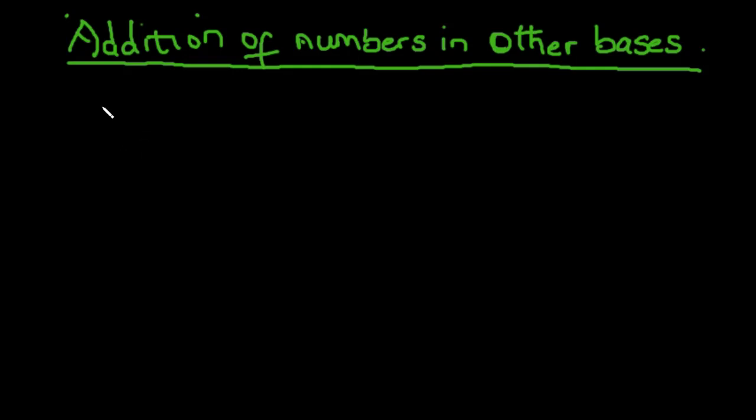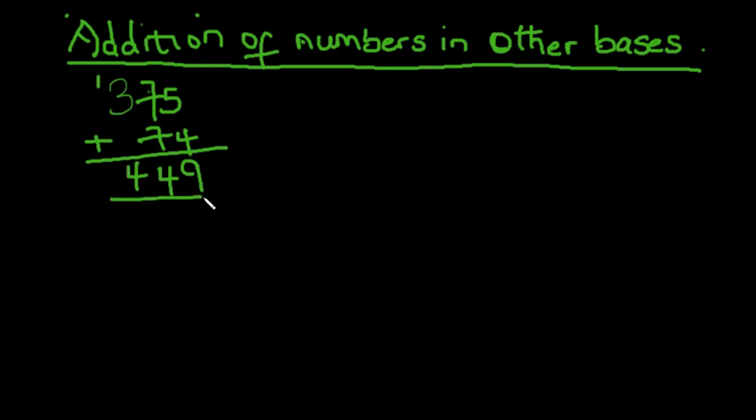The general counting system that we are used to is base 10. So if we are given an addition, let's say 375 plus 74, that's base 10 system. 5 plus 4 is 9. 7 plus 7, that's 14. We write 4 and keep 1. 3 plus 1 here is 4.